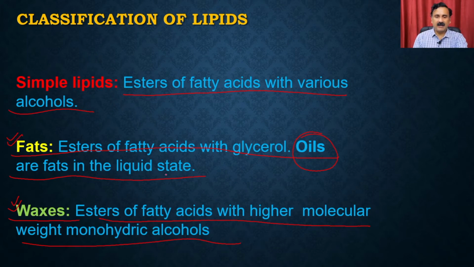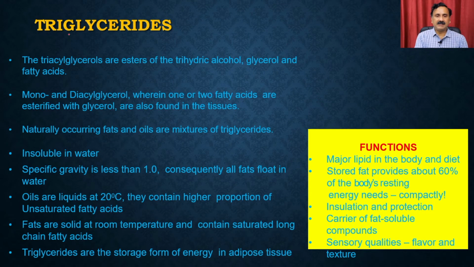One of the class examples of the fat is the triacylglyceride. So triglyceride is one of the fat molecules, right? And the triglycerides are the ester of the glycerol and the fatty acids. It could be the monoacylglycerol or the diacylglycerol, whereas one or two fatty acids are esterified with the glycerol and found in the tissue. They are naturally occurring fat, and oils are a mix of the triglycerides.